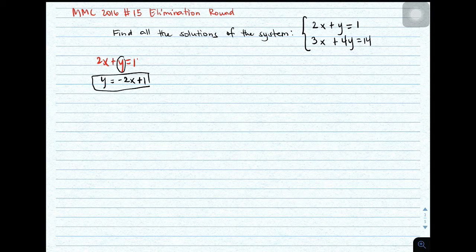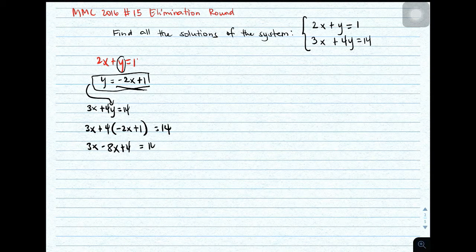Gamit yung pangalawang equation, we have 3x plus 4y is equal to 14. Pwede natin i-plug in dito yung nakuha natin value ng y. So, paano mangyayari? You have 3x plus 4 times negative 2x plus 1. Pinalit ko yung value ng y, which is this one, is equal to 14. Simplify lang natin. You have 3x minus 8x plus 4 is equal to 14.